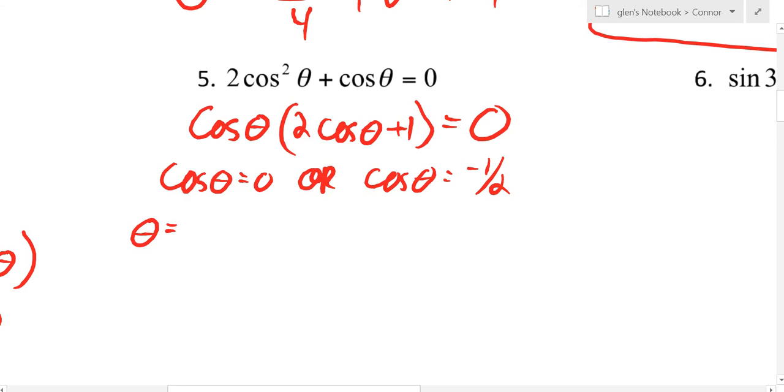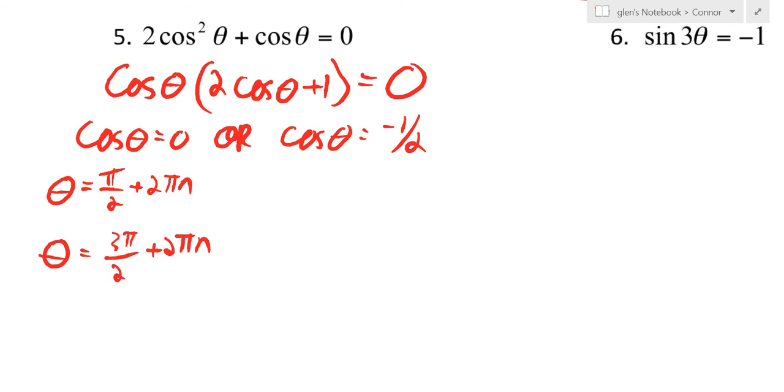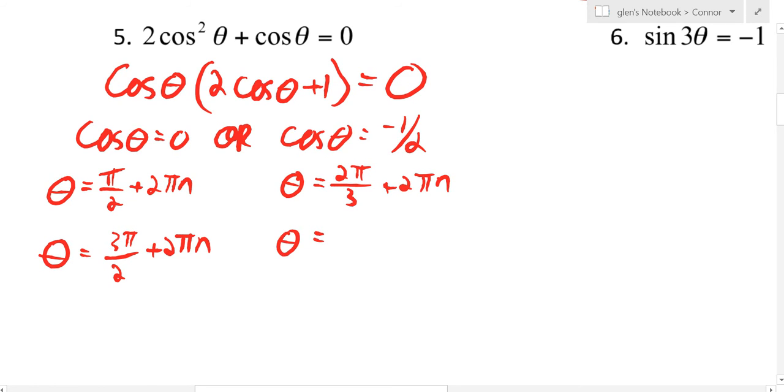Cosine theta is 0 when theta is pi over 2 plus 2 pi n, or when it's 3 pi over 2 plus 2 pi n. Cosine theta equals -1/2 at 2 pi over 3 plus 2 pi n. And in the third quadrant, which would be 4 pi over 3 plus 2 pi n. So you wouldn't do this by just knowing your unit circle.